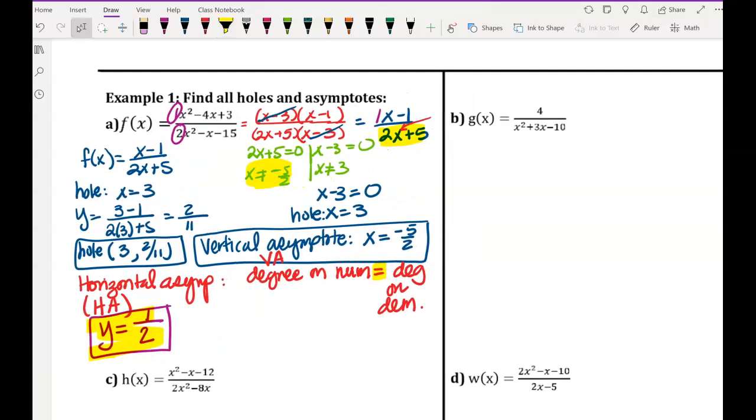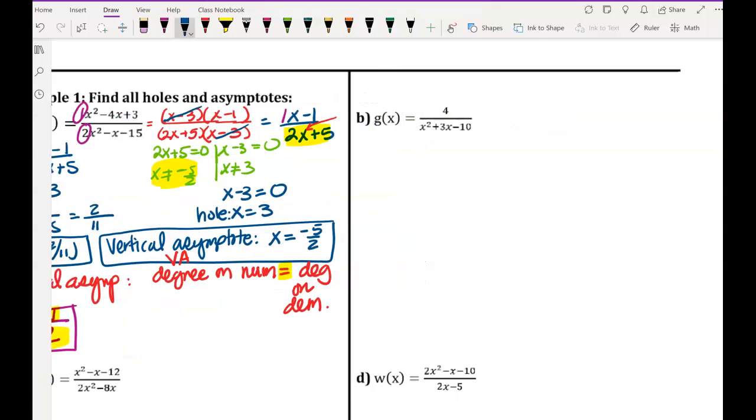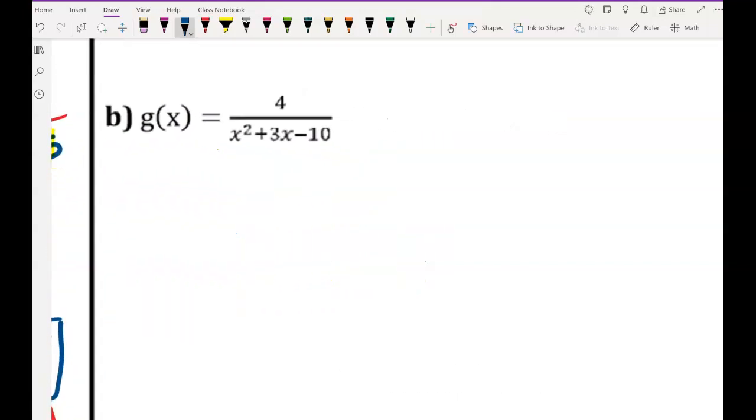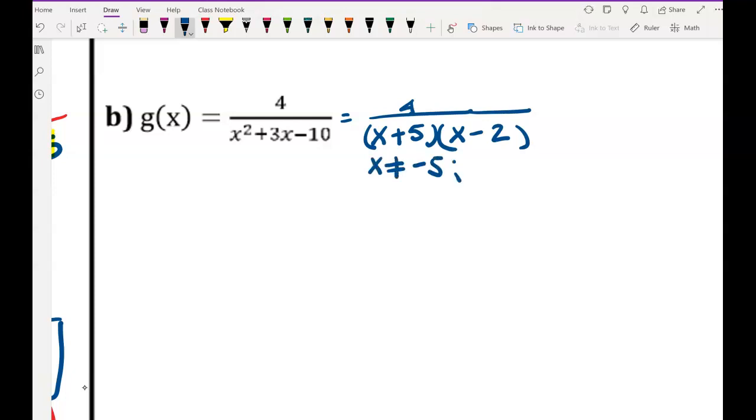Let's do B. Similarly, first thing is we are going to factor everything out. So take a minute to factor out that bottom. Okay, hopefully you have this. Now, as you can see, we can't cancel any of our denominators, because look at our restrictions. X can't be -5, and x can't be 2. And neither of these factors are reducible. Since it's not reducible, both of those will be vertical asymptotes.